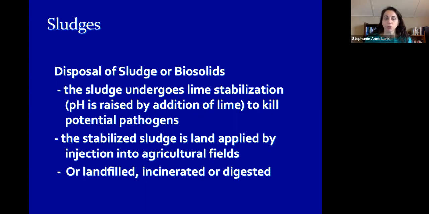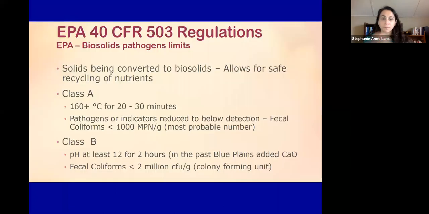All you're doing is adding lime, which increases the pH to kill off pathogens, and then you can land apply it. Or some people actually just landfill the sludge. Others incinerate it. You can digest it, or you can compost it. So the biosolids that come out are subject to pathogen limits.